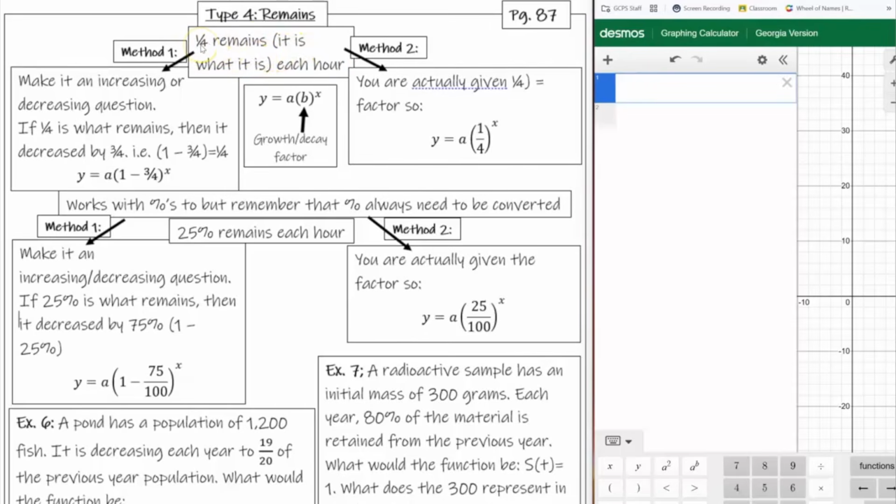So it's not increasing by 1/4 or decreasing by 1/4 or spending 1/4. It's just what is remaining. So it's what I currently have. Okay, so there are going to be two methods of doing this. I'm going to look at the first method.